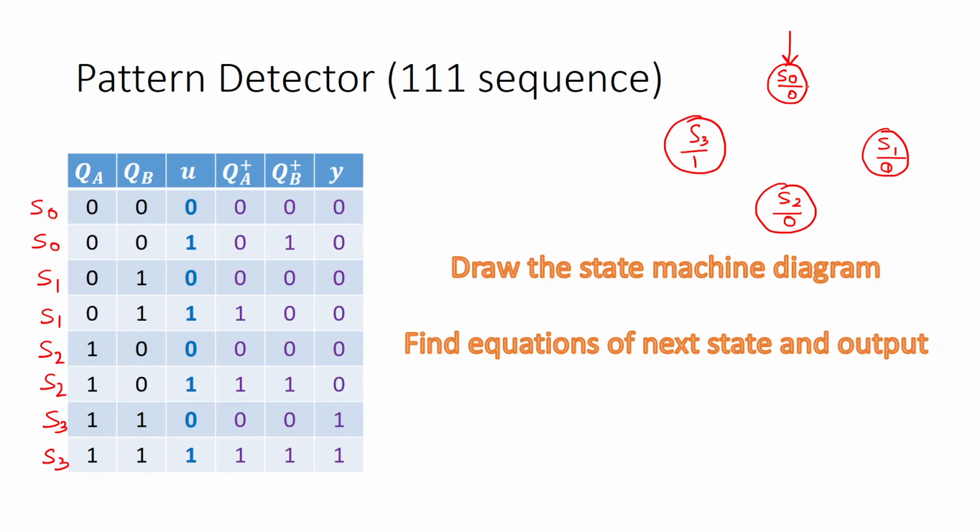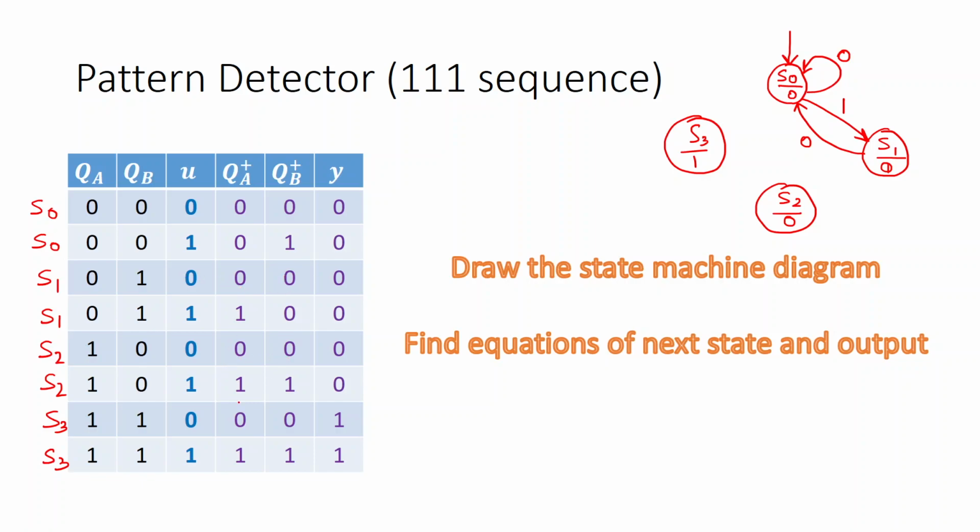Now from S0, if you have 0, then you are actually coming back to S0. You are not going anywhere. But if you are having a 1 as input, then you are going to the state S1 because a single 1 is detected now. From S1, if you are having 0, then you are going back to S0 because the count is broken. So you see here from S1, if you are having 0, you are going to S0.